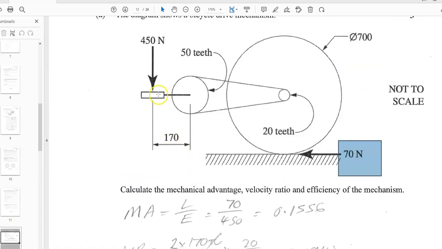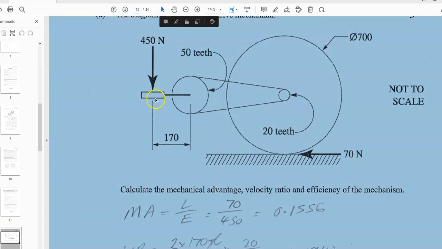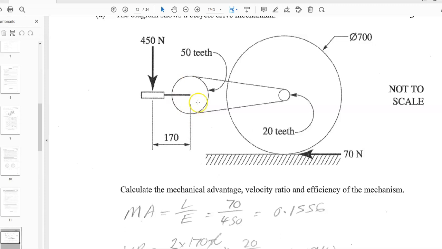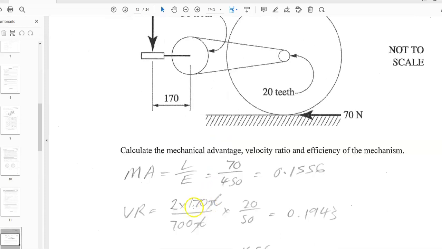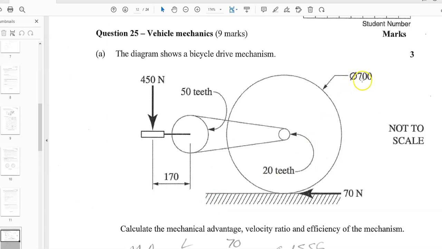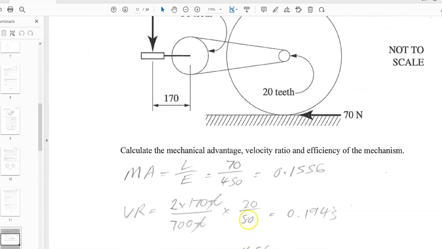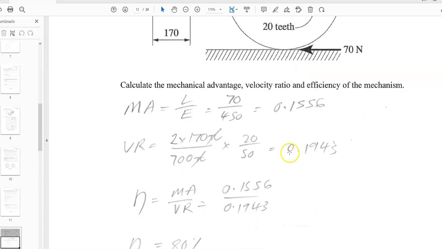The velocity ratio is the diameter from where the force is being applied. You've got to remember that the thing that's moving is the gear, the whole gear. So it's 170 times 2, times pi, but the pi's cancel out. The wheel is 700. Then we multiply by the velocity ratio of the gears, also known as NREV, which is driven over driver. The driven wheel is 20, the driver is 50. That should give me an answer.